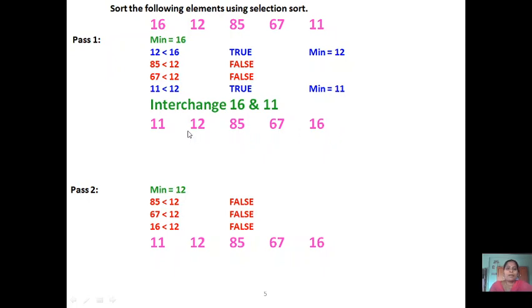After that we will be taking only these elements into consideration. This is already in sorted order. So we will consider 12 as the minimum element. Now we are going to compare 85. 85 is bigger, 67 is also bigger, 16 also bigger. So I don't need to do any swapping here.